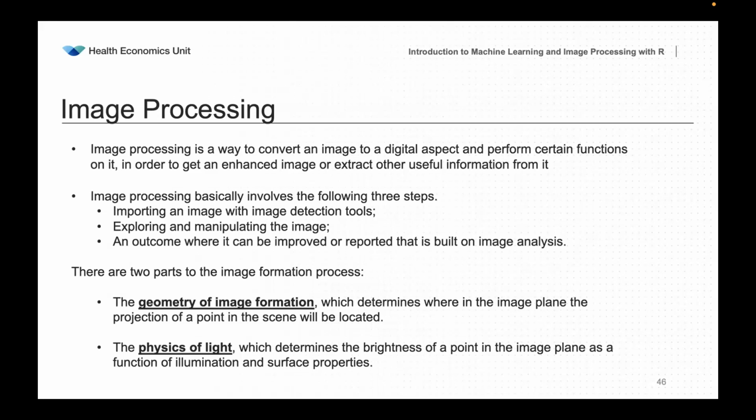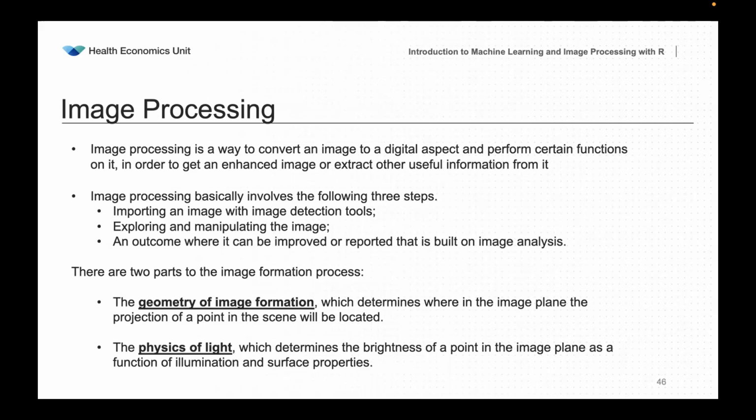You have to specify what information you are looking for in the image, because a simple image can have a vast amount of information. So it's all about what particular information you are interested in. And then image processing basically involves three steps. One is importing the image into the program or application with image tools, and R has some libraries for it. We will explain it later.